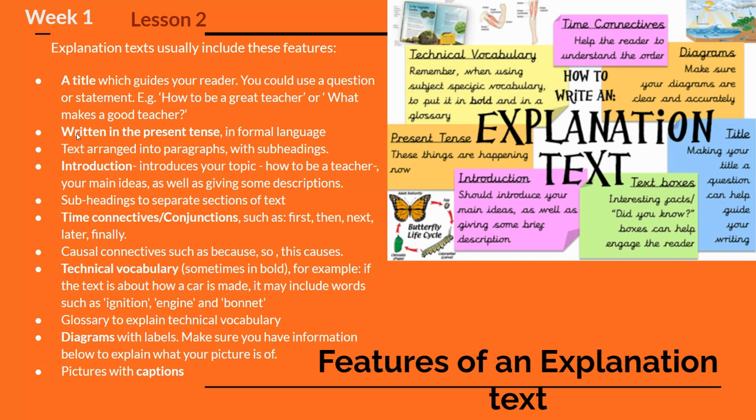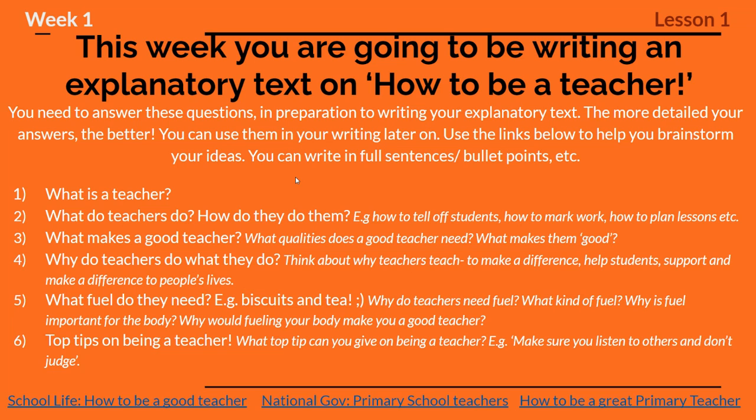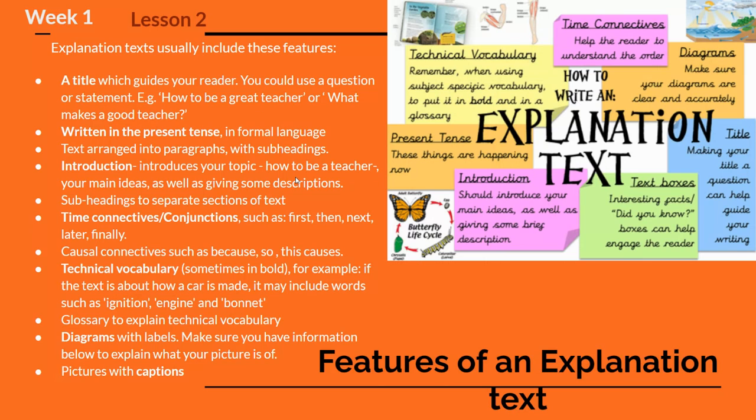So the key things are a title. It's written in the present tense. It's a text arranged into paragraphs with subheadings. Now, if you can't remember what a subheading is, it's a heading that basically breaks the text down. For example, you have the title, How to Be an Excellent Teacher. Your subheadings could be, for example, what is a teacher? What do teachers do? How do they work hard? What makes a good teacher? Why do teachers do what they do? These could all be subheadings in your piece of writing.